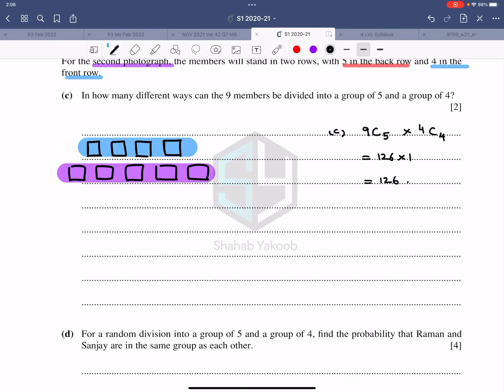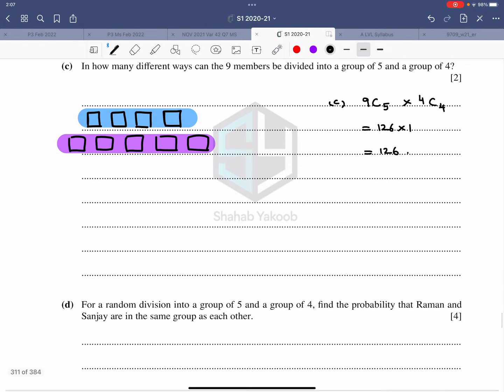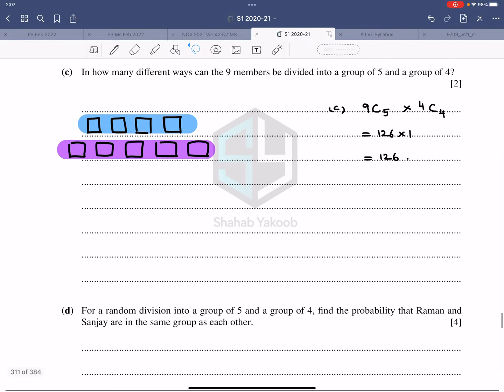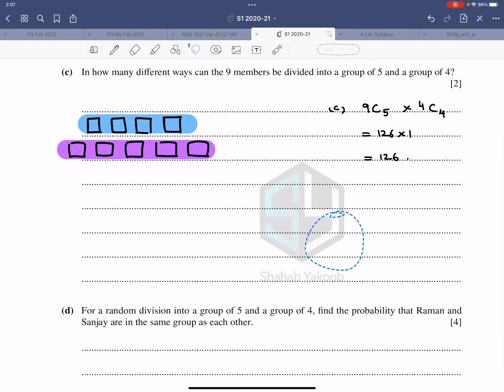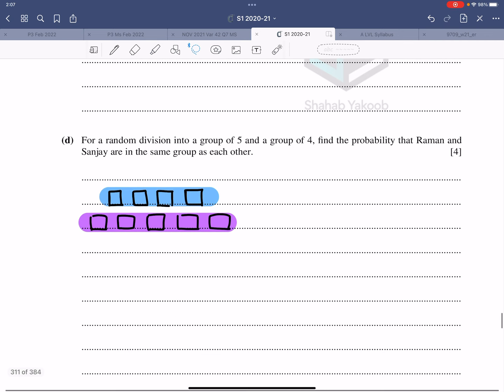Now it says for a random division into a group of 5 and a group of 4, find the probability that Raman and Sanjay are in the same group as each other. So let me carry this on the side and carry this down. This is one possibility. And then it says Raman and Sanjay are in the same group as each other.